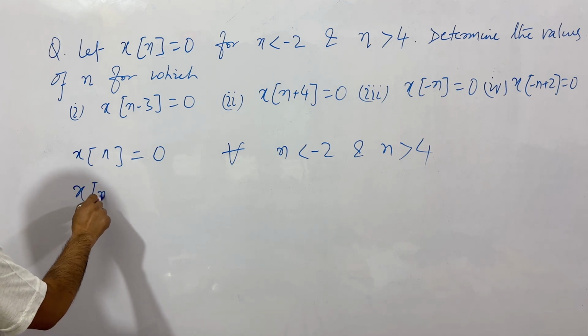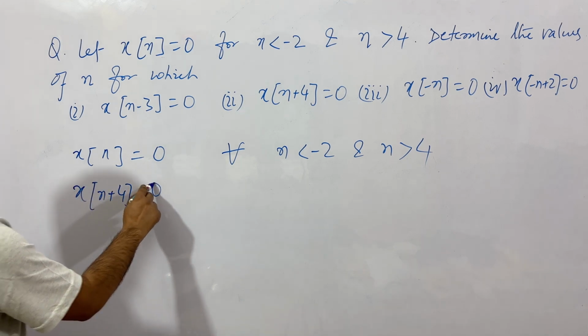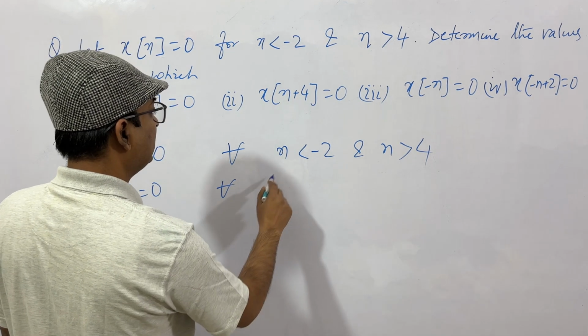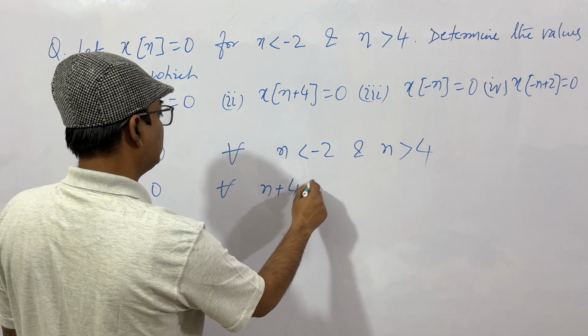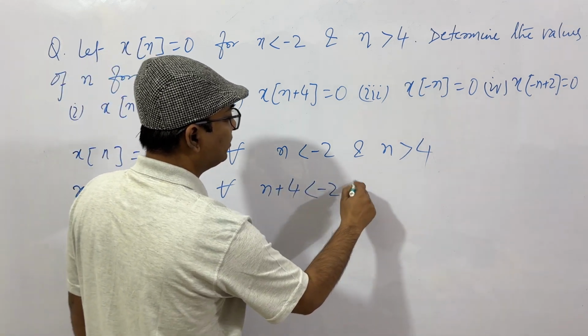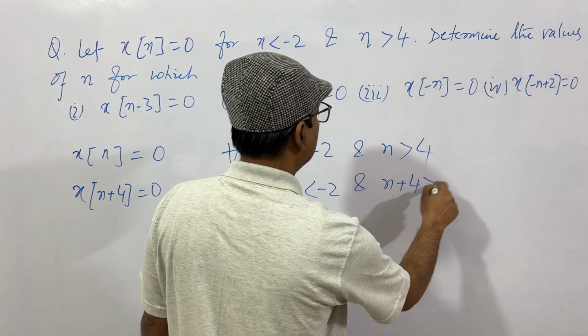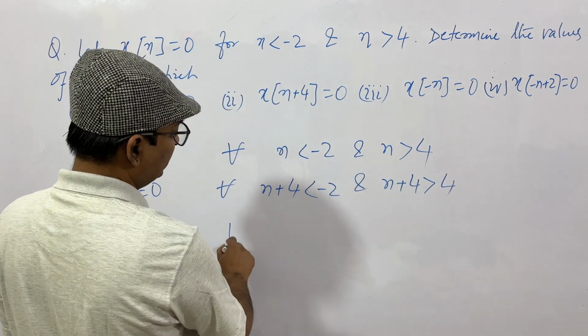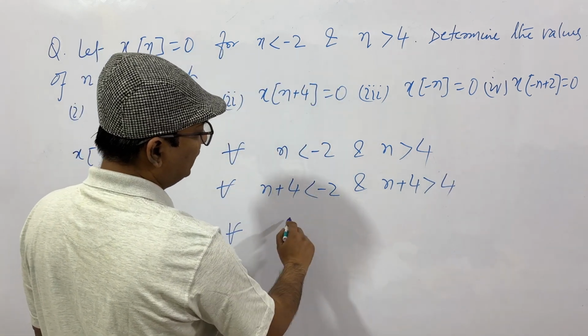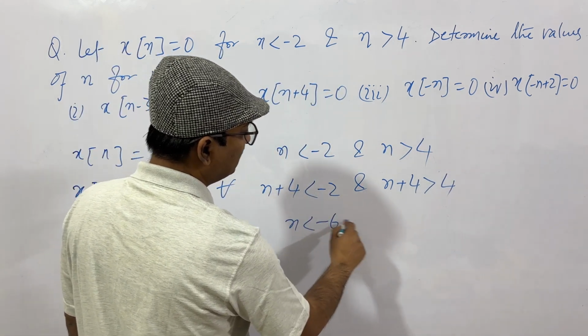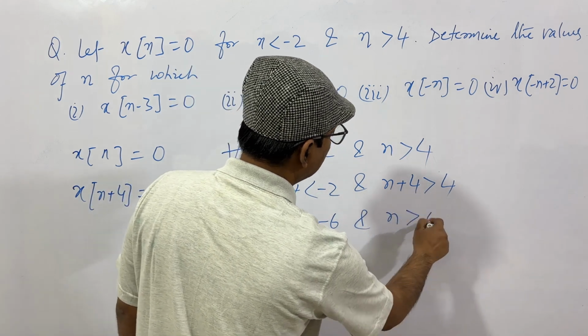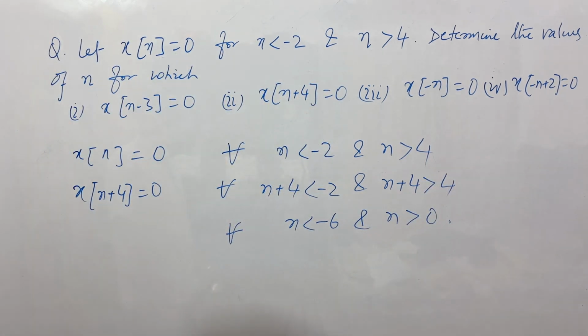Now, what about x[n plus 4]? On similar terms, we replace n by n plus 4: n plus 4 less than minus 2 and n plus 4 greater than 4. Taking the 4 to the other side, it becomes minus. So, n less than minus 6 and n greater than 0. This is for the second one.